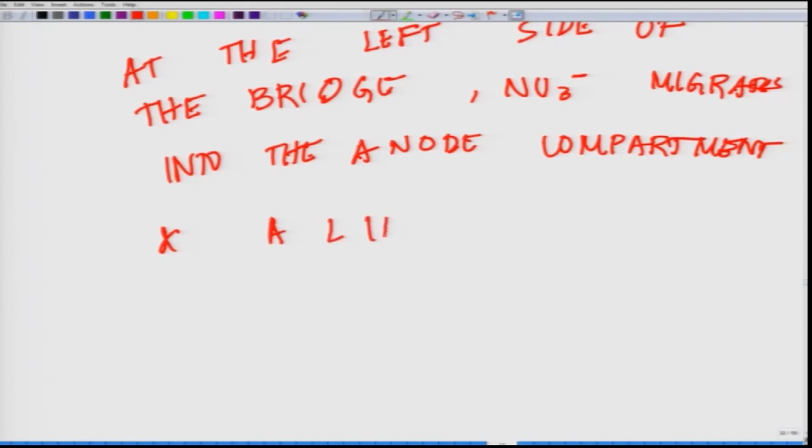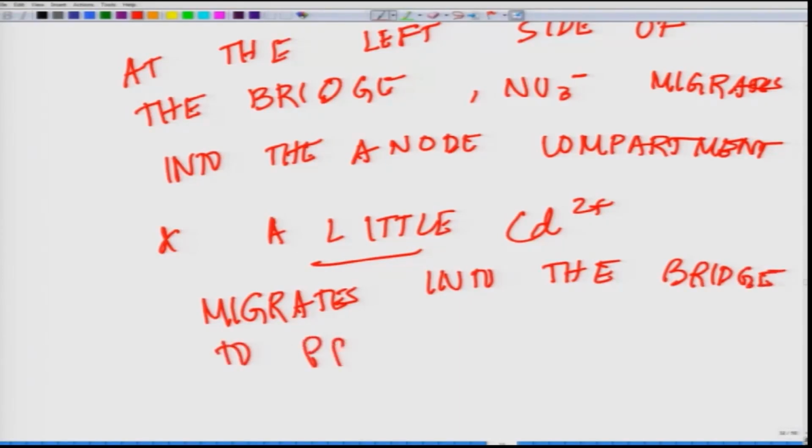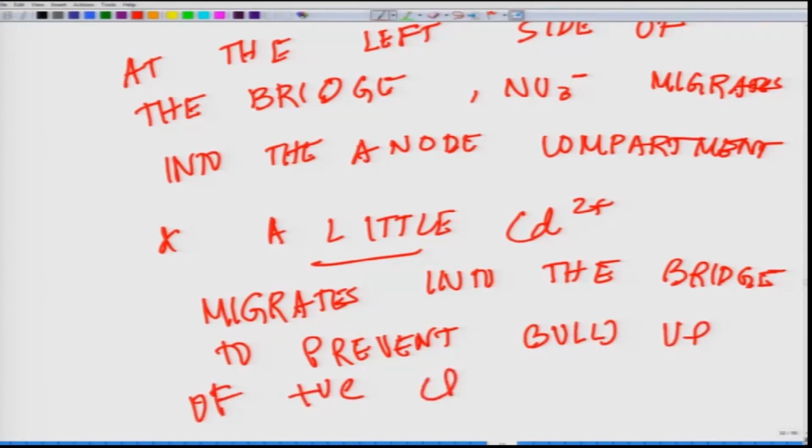and a little Cd2+ migrates into the bridge to prevent build-up of positive charges on the anodic side.